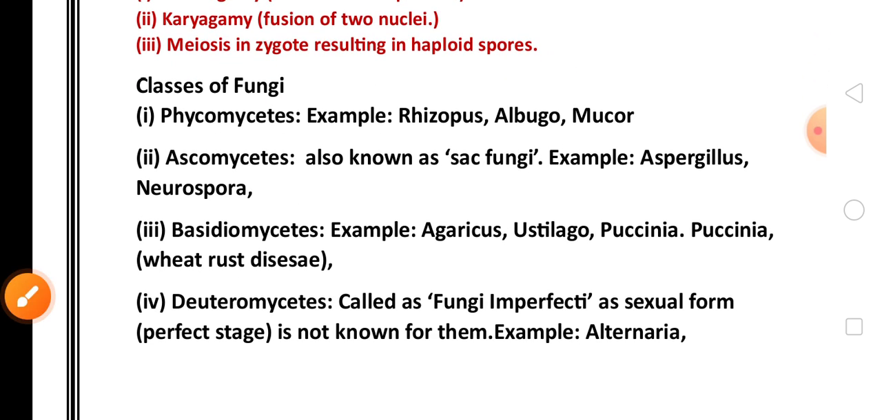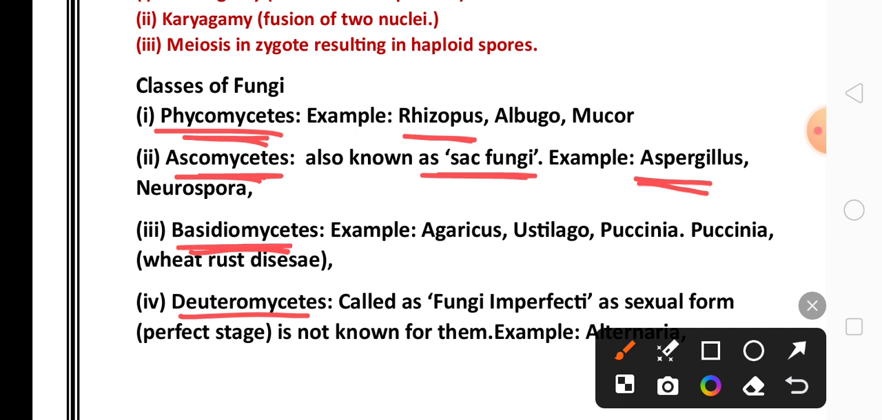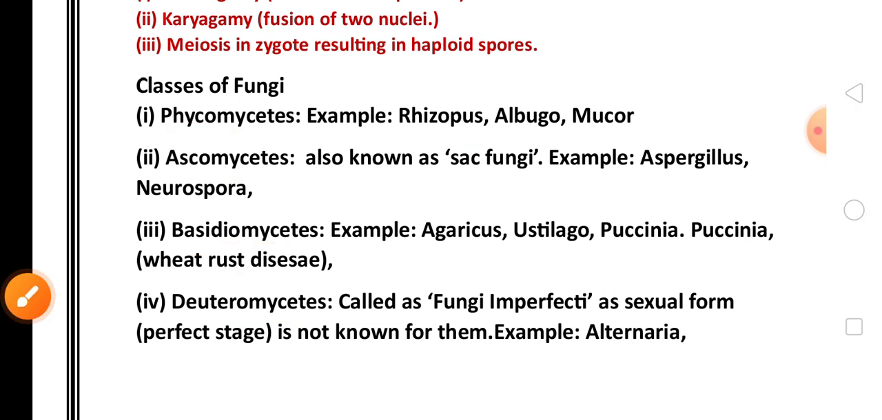Now in fungi we can find four classes: phycomycetes, ascomycetes, basidiomycetes and deuteromycetes. Phycomycetes, example Rhizopus; ascomycetes also called sac fungi, example Aspergillus; basidiomycetes, example Puccinia, which causes wheat rust disease; and deuteromycetes is called fungi imperfecti. It is an imperfect fungi because sexual reproduction is absent in this class, example Alternaria.